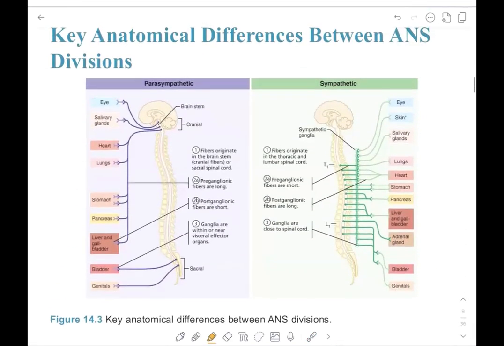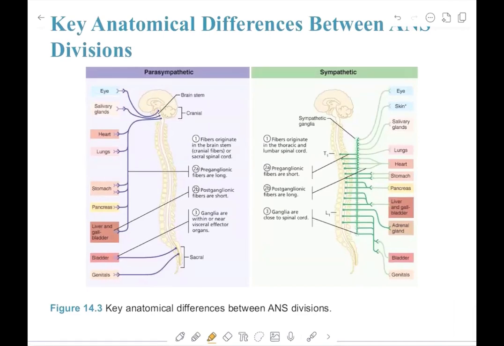So this slide here kind of shows us some general differences that are mentioned on that last slide. So first of all, we can see the site or the origin for the parasympathetic. They originate in cranial fibers or sacral fibers. So some of those cranial fibers that you learned about in the peripheral nervous system are parasympathetic, especially the vagus nerve. Remember, 90% of the parasympathetic nervous system fibers are from the vagus nerve. The sympathetic originates from the thoracic and the lumbar spinal cord. The length of them are shown here.